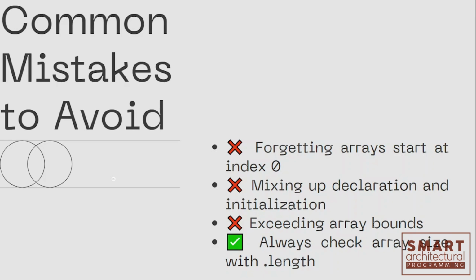So to recap, arrays in Java are fixed-size, zero-indexed collections of elements of the same type. You've learned how to declare them, initialize them, loop through them, and avoid common mistakes. In the next video, we'll explore multi-dimensional arrays and how they open doors to working with matrices and tables.